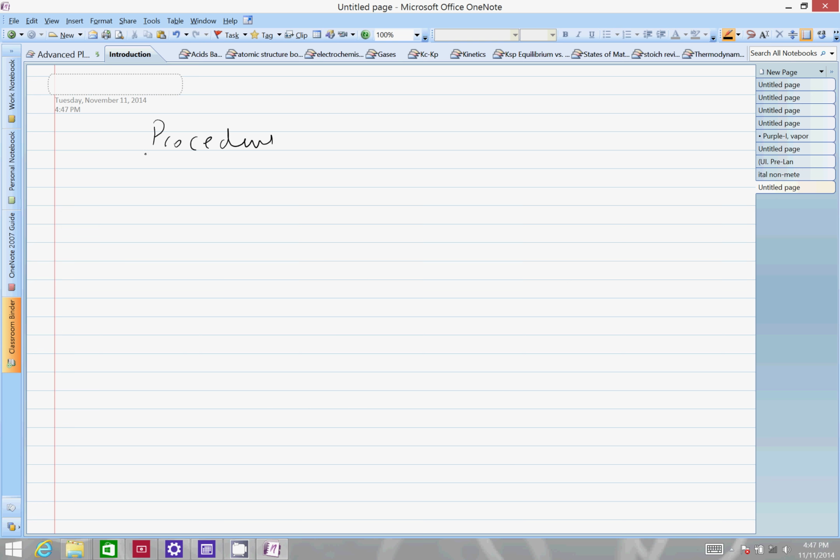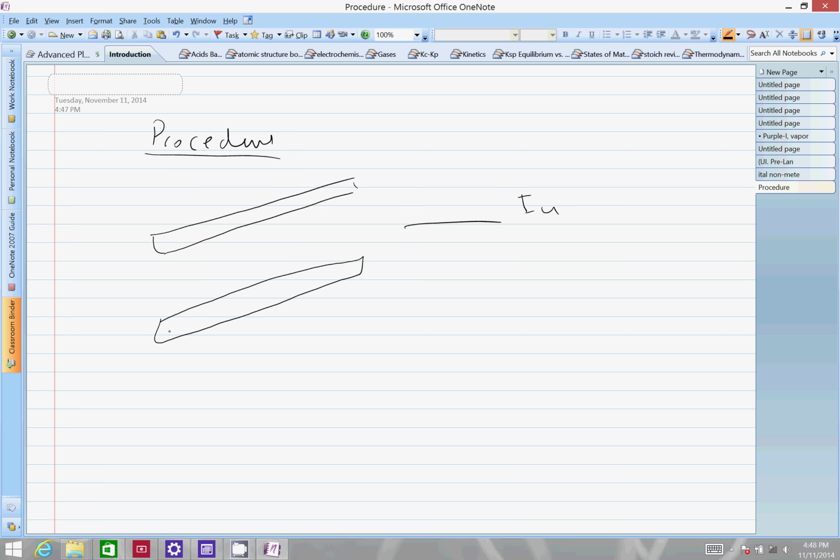This will by no means replace looking over the procedure, but we have a thin strip of copper, and it is going to be kind of cupped like so. And there essentially are 3 different weighings. We have the first weighing, which is just plain copper, nothing done yet. We're going to then take the metal, and we are going to take some iodine on there.